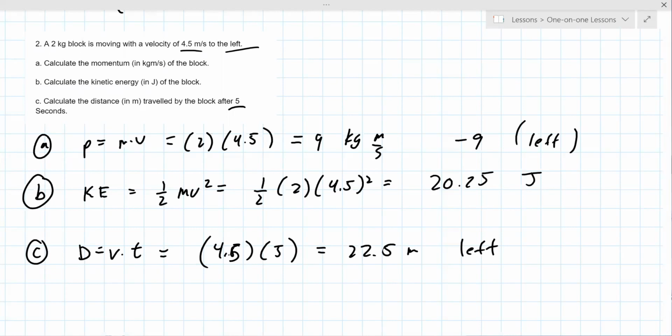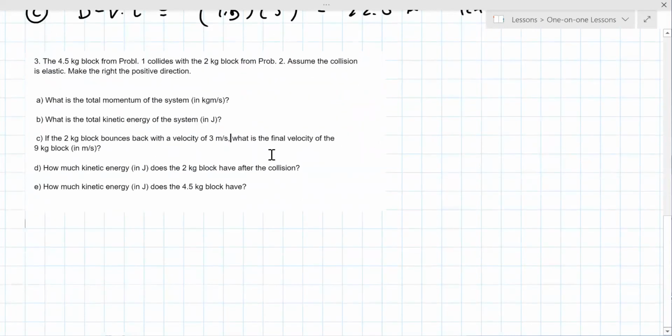All right, on to number 3. Number 3 is an elastic collision. All right, so the 4.5 kilogram block from problem 1 collides with the 2 kilogram block from problem 2, assuming the collision is elastic, and makes the right the positive direction. What is the total momentum of the system in kilogram meters per second?